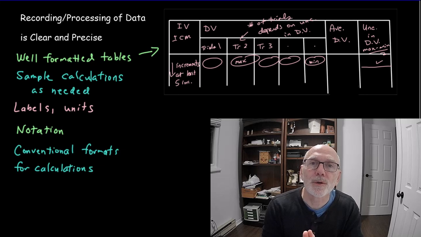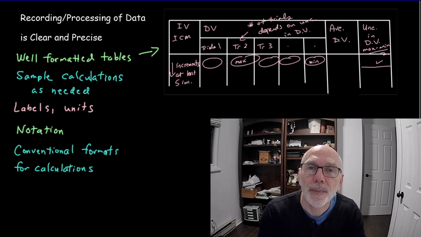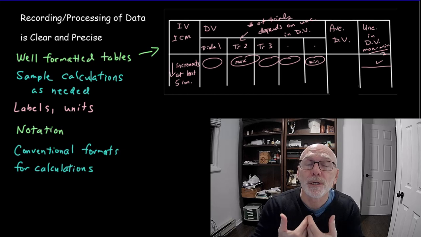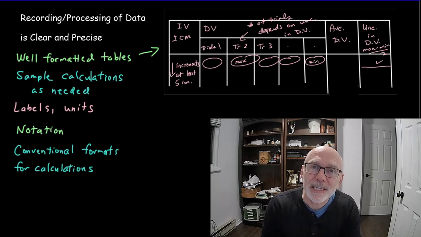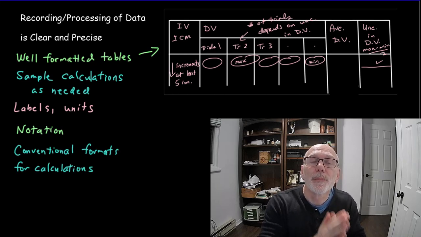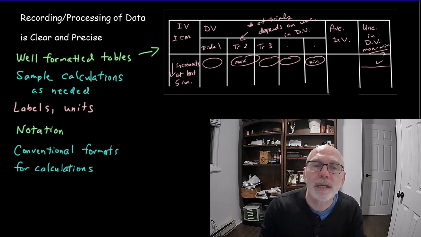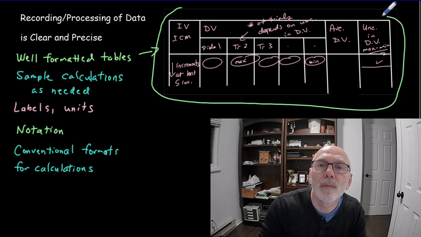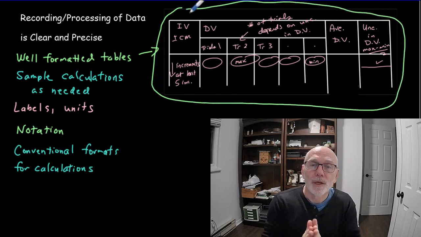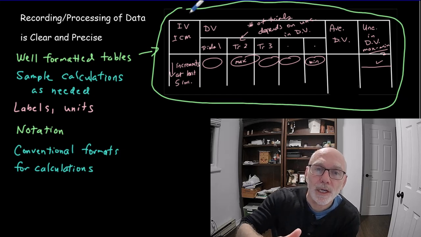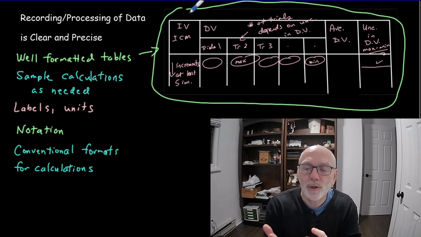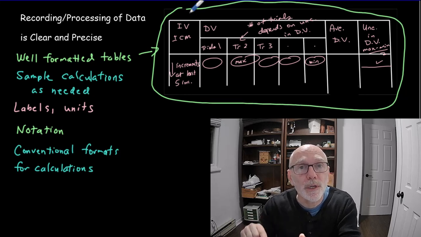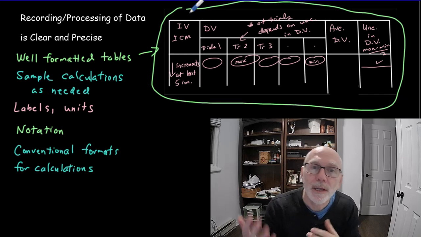So the first statement has to do with recording and processing your data in a precise and clear way. So the first thing you're going to need to do is put your raw data into a data table. And you want that to be well organized. And at least for those independent versus dependent variable experiments, this format here works really nicely. So in that first column, you've got the independent variable and the increments in the independent variable. In that column heading, you can place the plus or minus and include the units with the plus or minus. So you've got both the uncertainty there and the units.